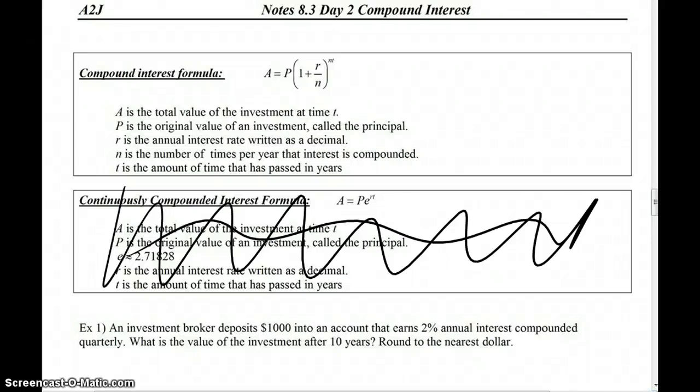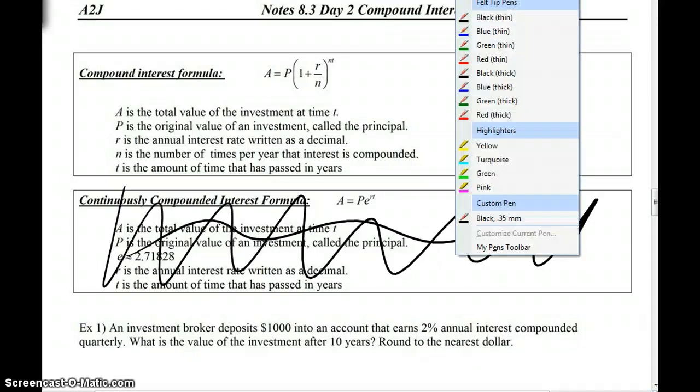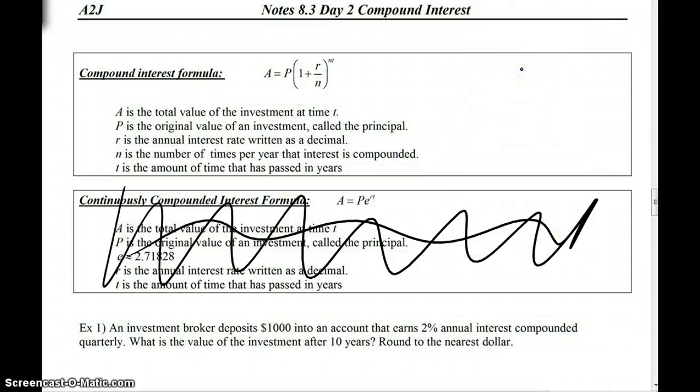In lesson 8.3, day 2, we're going to focus in on some compound interest formulas in the context of finance. If you have a bank account, whether it's a checking account or a savings account, you'll notice that you will receive interest from that institution, from that bank. This formula can be used to help us find the balance that you will have when interest is added in.